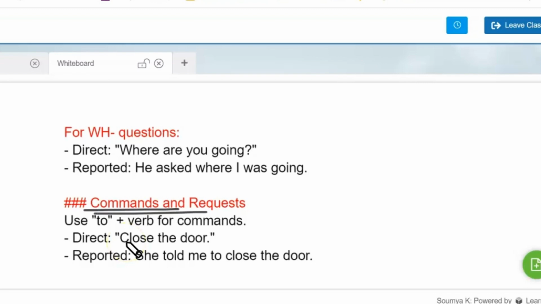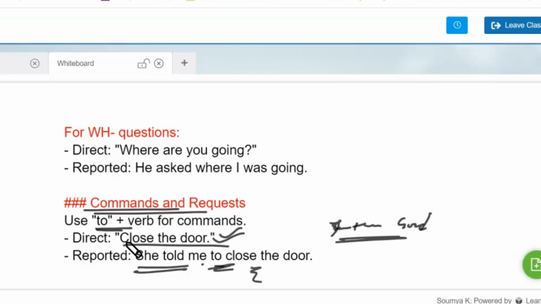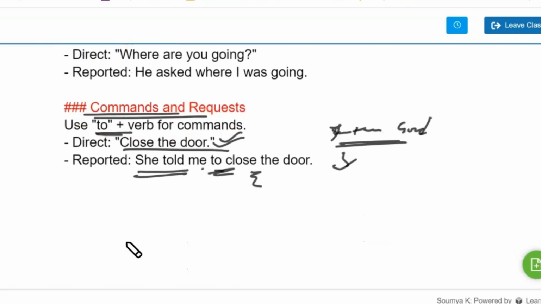When it comes to a command or request, you have to use to, and then the verb for the command. For example, close the door. It is not a statement, it is an order, a command being given to somebody. So it will be, she told me to close the door. If it is open the box, that is again an order or a command, so it will be, she told me to open the box. So use to, and then the verb used in the sentence. Hope you understood the rules you have to follow while converting direct speech to indirect speech.